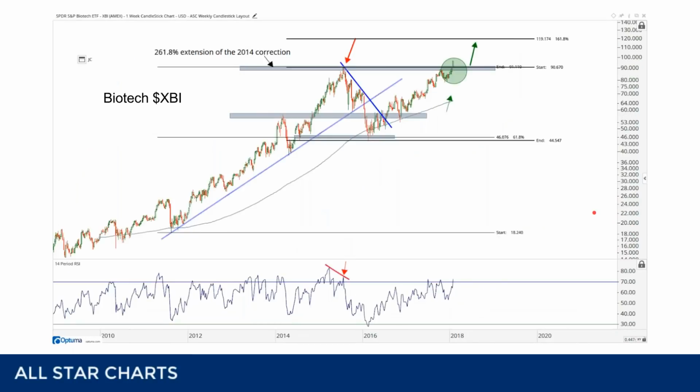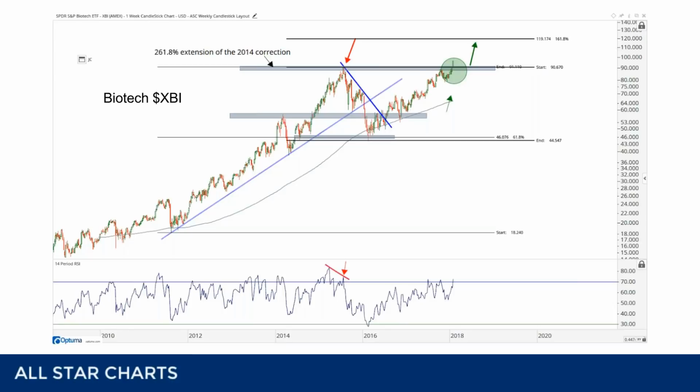Biotechnology, here's the XBI just now breaking out above the 2015 highs. Anybody who knows me knows that I don't believe that new all-time highs are evidence of a downtrend. I am in the camp that if a stock or an index ETF is making a new all-time high, I would argue that those are things that we normally find in uptrends.